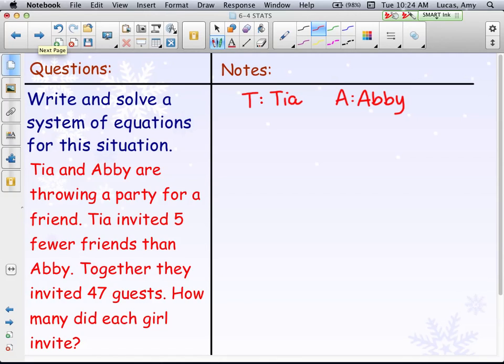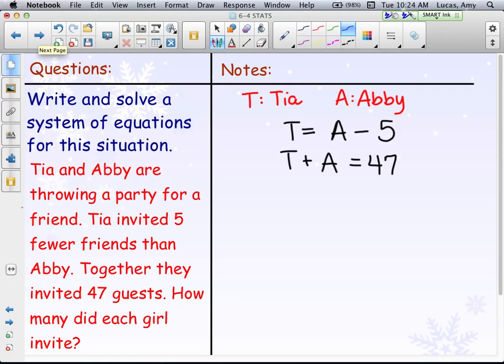So, Tia invited 5 fewer friends than Abby. What that means to me is that the number that Tia invited equals how many Abby invited minus 5. So if you took Abby's amount of friends and subtracted 5, that would be the same as Tia's. The second equation says together they invited 47. So if I added together Tia's plus Abby's friends, together it had to equal 47.